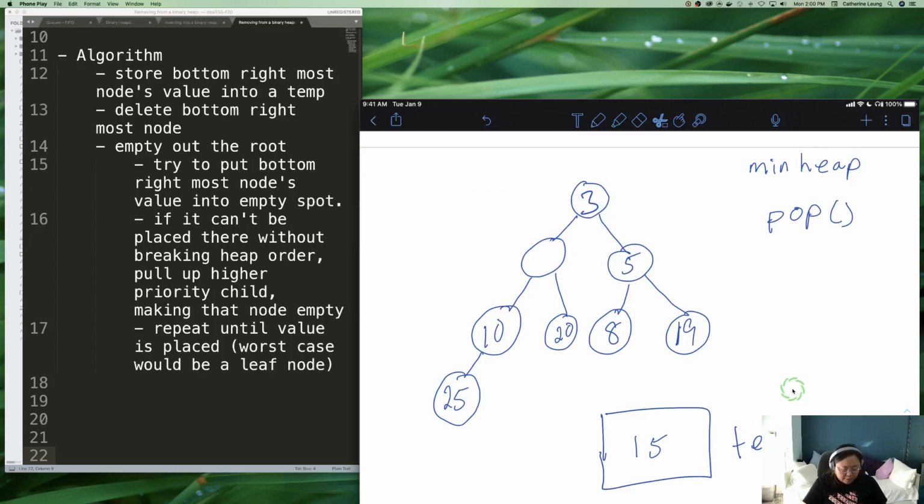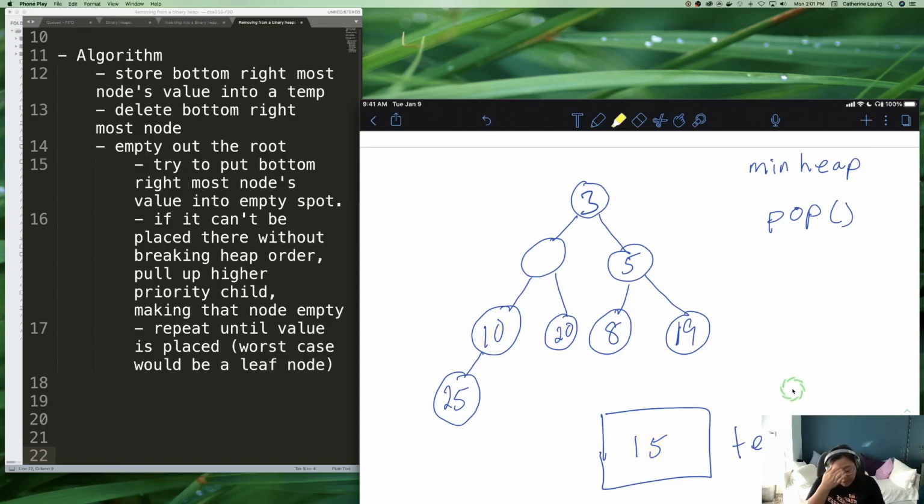Can I put 15 into this empty node? The answer is still no. 15 is higher priority than 20, but it is not higher priority than 10. So 15 can't go into the spot because even though it's okay with 20, it is not okay with the 10. So what do we do?